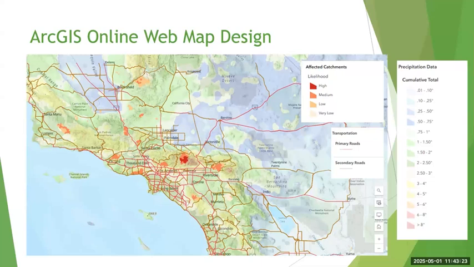We also have our transportation, so our primary roads and secondary roads on this map. If you scroll in, the visibility for the local roads is set so that it doesn't clutter the map as well. We have our precipitation data there on the right-hand side as well, so people can know how much precipitation is going to come.